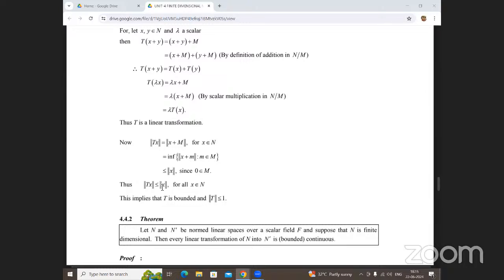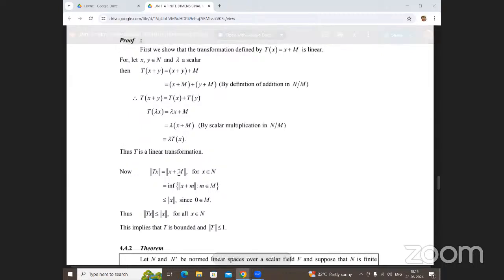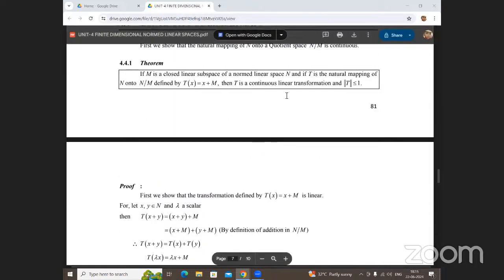Here the norm x value is the unit sphere value, so the unit value is 1. Norm Tx is simply represented as norm T times norm x, cancelling on both sides, so norm T is less than or equal to 1. That's why the given transformation is bounded. Under the definition of the natural mapping, when it is a linear transformation and capital T is bounded, that is why it is continuous.